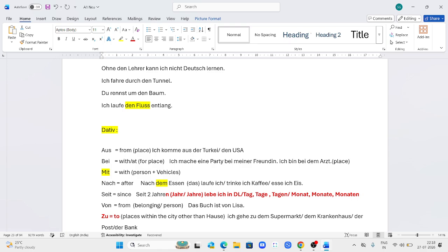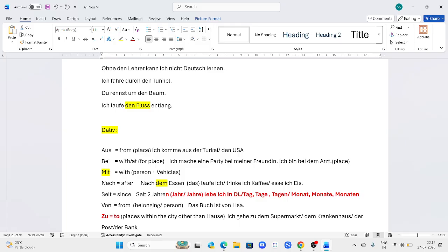Okay, ich fahre durch den Tunnel. I'm driving through the tunnel. Du rennst um den Baum. You're running around the tree. Baum means tree. Ich laufe den Fluss entlang. That means I'm running along the river. Fluss means river. Entlang means along. Accusative sentence. Got it?